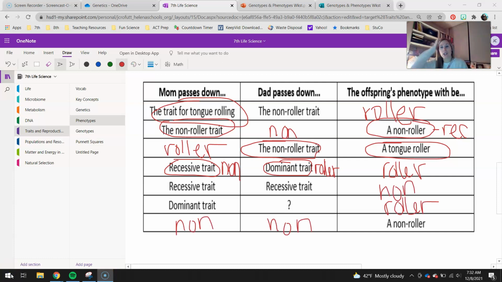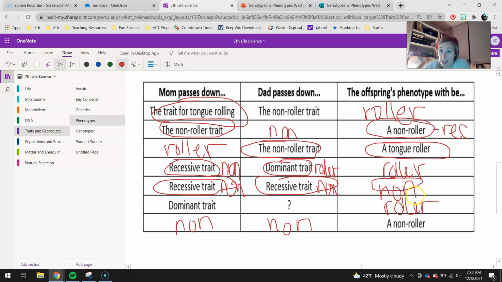All right, so you should have finished this table. I'm going to go through the last answer with you, and you can check to see if you're correct or not. If we have two parents passing down the recessive trait, both of which are non-rollers, then we will see the child also be a non-roller.